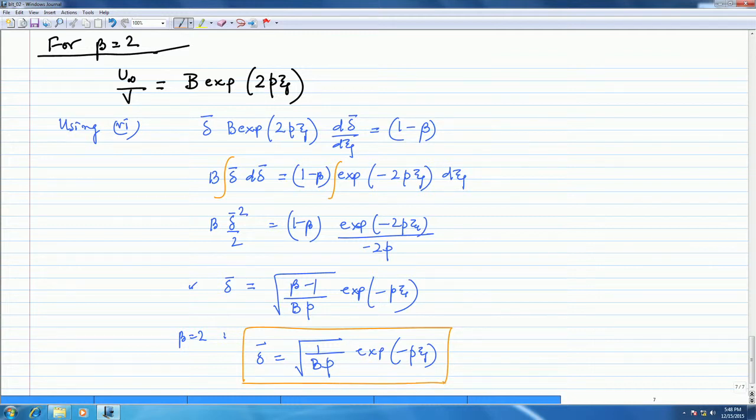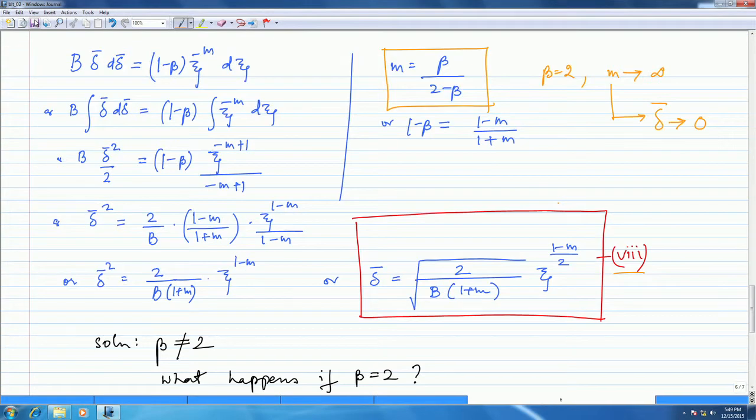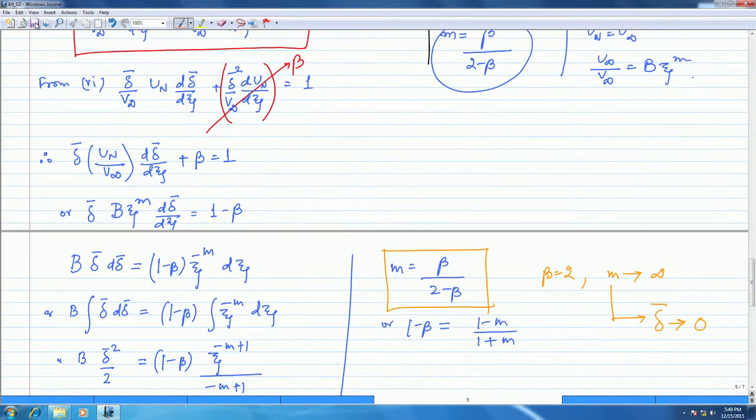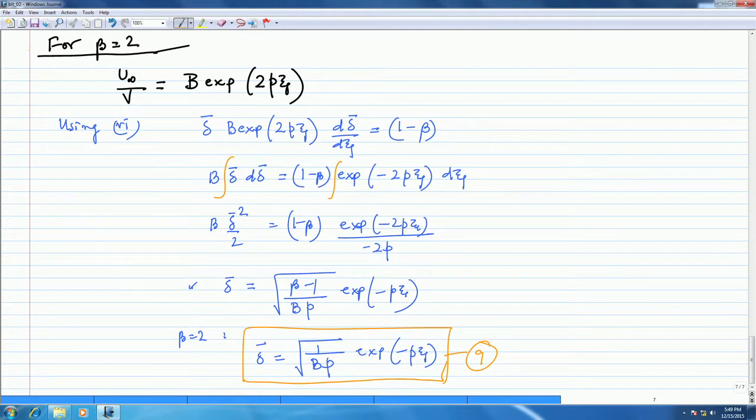So you have a different expression for delta bar, and we have to do that. Let's call this 9. We need to do this because otherwise the expression we derived earlier with the power law doesn't work for beta equal to 2. So this is a special case basically, and we will keep that.